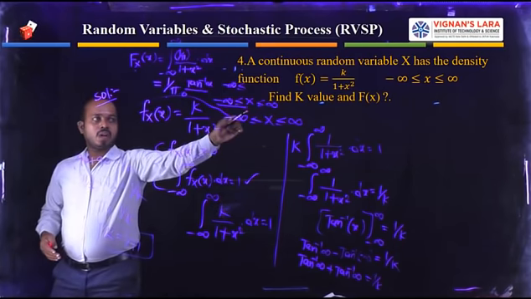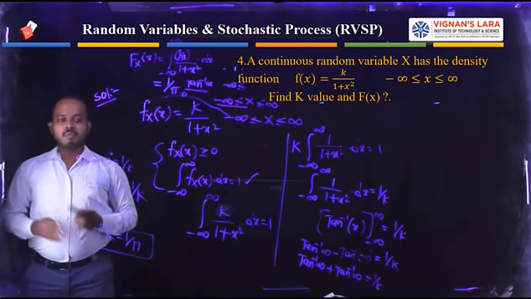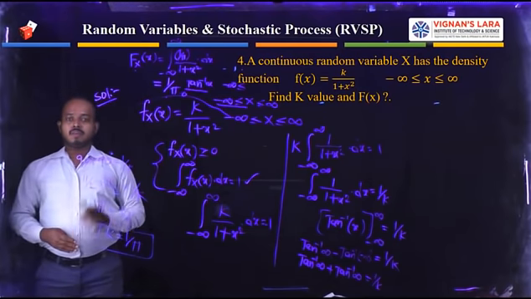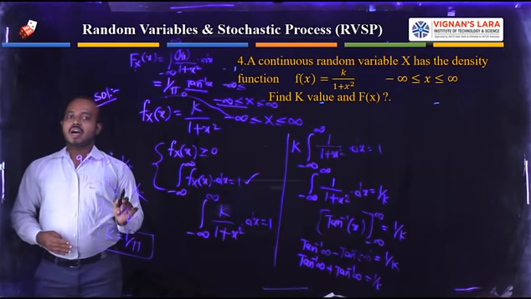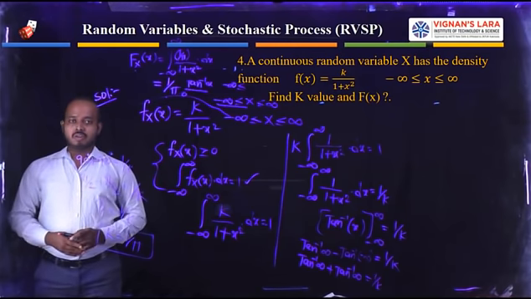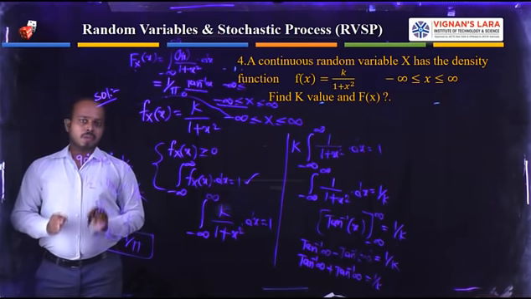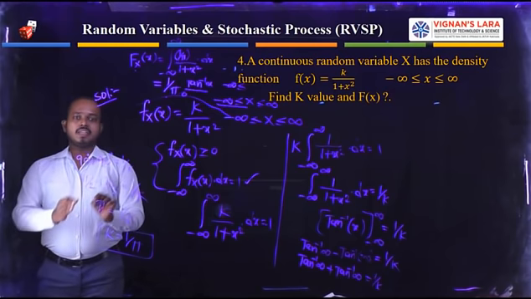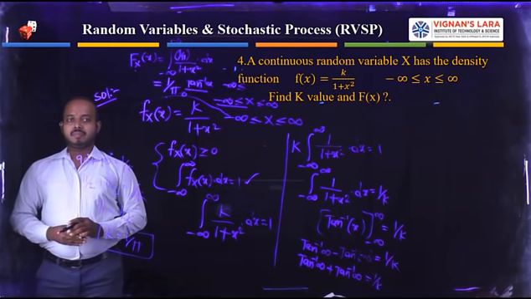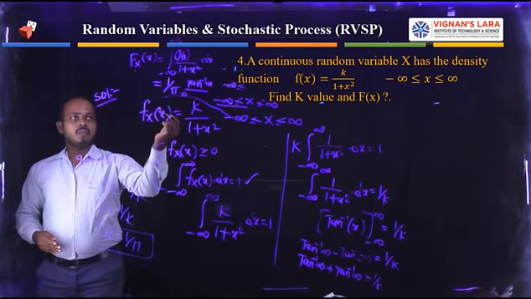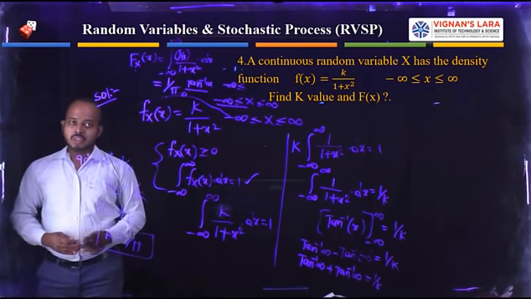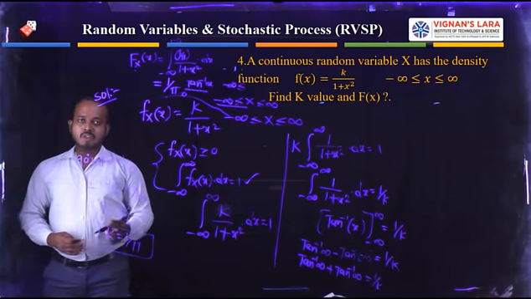Without this interval, the quantity is 0. Finally, we are obtaining the k value and the distribution function from a density function. We know the fundamental properties, and we are just applying them. You can simply obtain the final value of the distribution function. Coming to the next one.